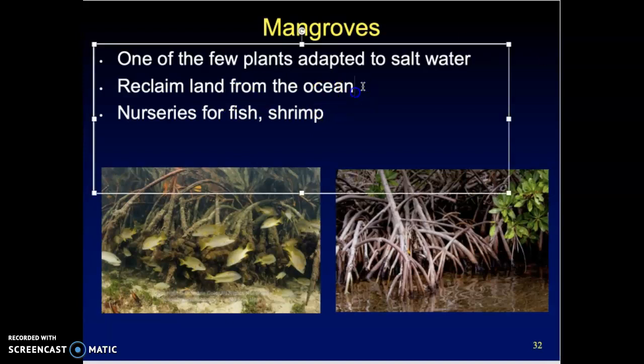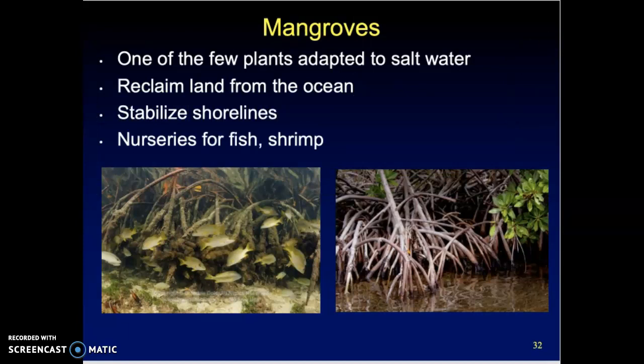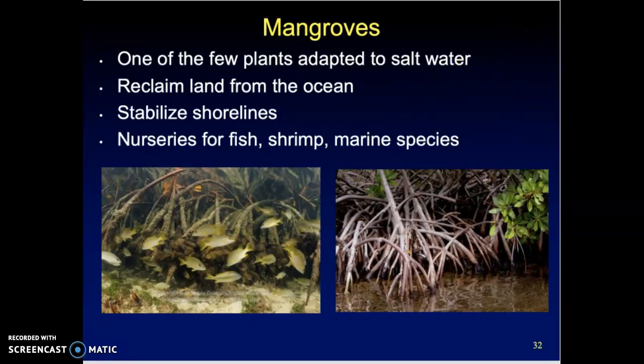Again, let me get that in here. Reclaimed land from the ocean. They stabilize shorelines, and they are significant nurseries for fish, shrimp, we'll just put marine species. Okay, lots and lots of species go into the mangroves for survival.